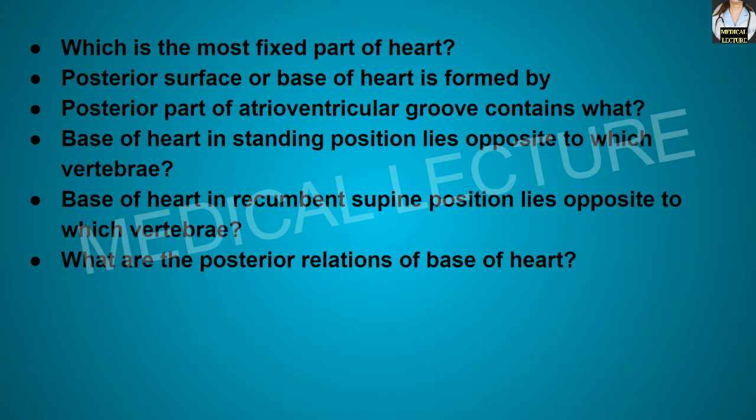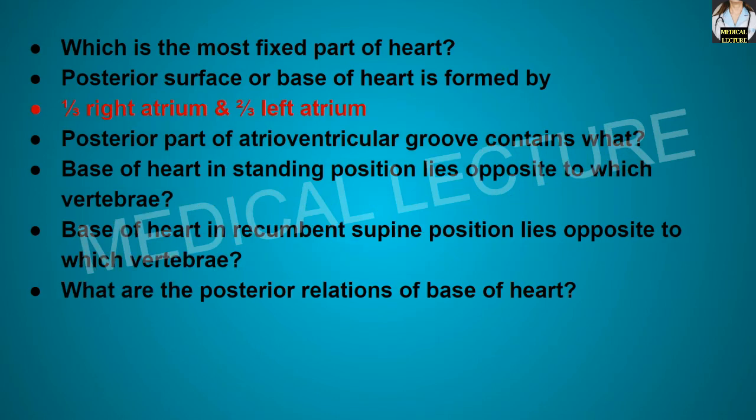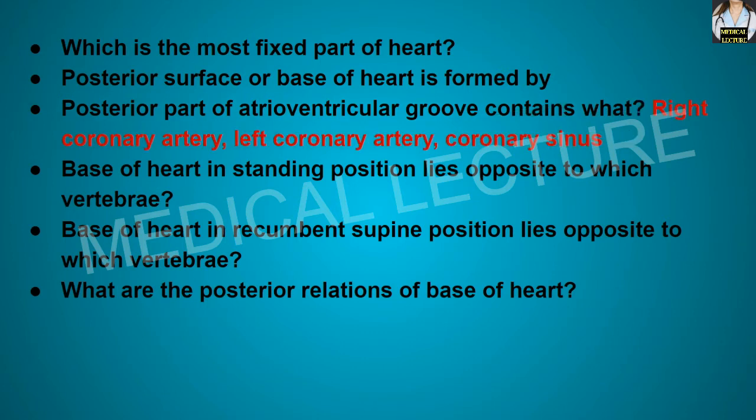Which is the most fixed part of the heart? It is the posterior surface. Posterior surface or the base of the heart is formed by 1/3 of the right atrium and 2/3 of the left atrium. Posterior part of the atrioventricular groove contains what? It contains right coronary artery, left coronary artery and the coronary sinus.